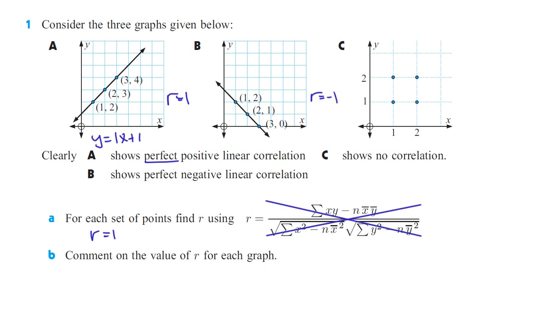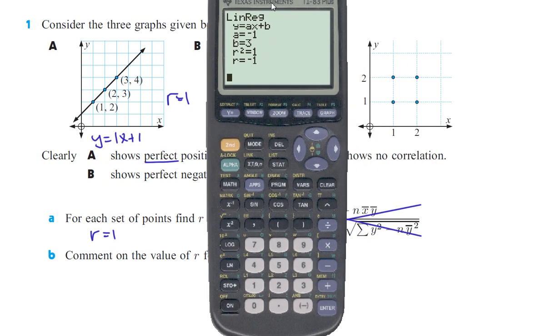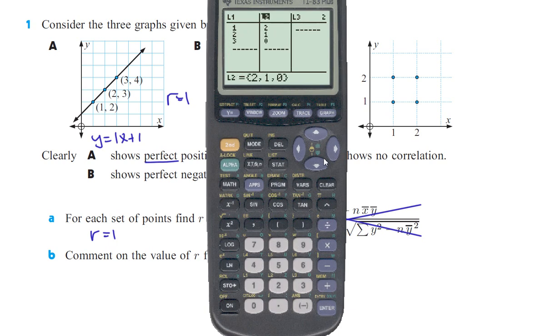Okay. Last one here. Let's move this over so we can see. So values here on this one here. So we're going to stat. We're going to edit our points. So let's clear those out and clear these out.